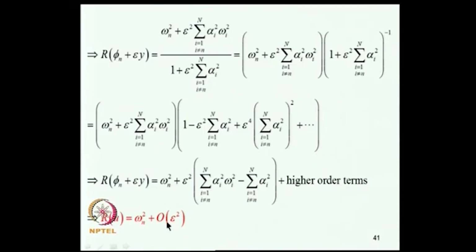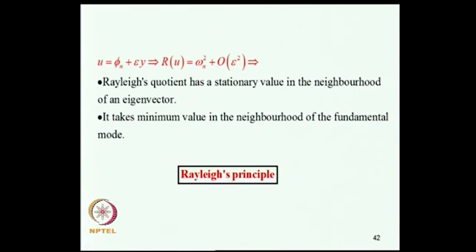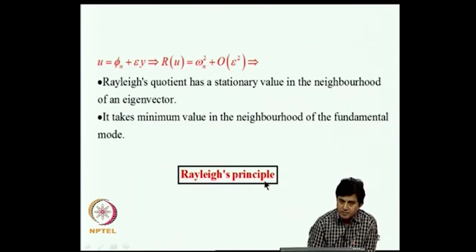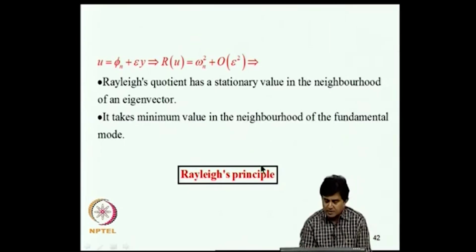Okay. So, if you make a reasonably good guess of the eigenvector, you will get a much better answer for the eigenvalue. That is the story. So, this also means that this Rayleigh's quotient has a stationary value in the neighborhood of an eigenvector. It indeed takes the minimum value in the neighborhood of the fundamental mode. This result is known as Rayleigh's principle. Okay. Now, this will be useful in some of our formulations.